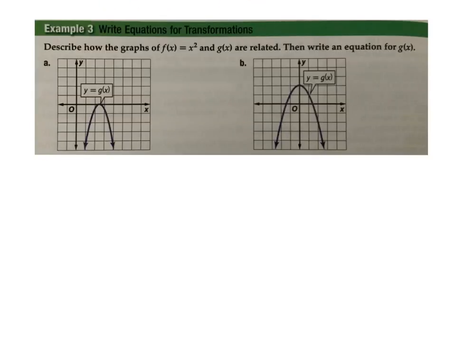Okay, let's look at example 3a. They want us to describe if f of x equals x squared is our parent function, right? That's our parent function. Then how are g of x and f of x related? And then how do we write the equation? So I see two things happening with this g of x. I see that instead of the parabola opening up, it opens down, right? So that means it's been flipped over the x-axis. Or you could think of that as a vertical reflection. So I see a vertical reflection.